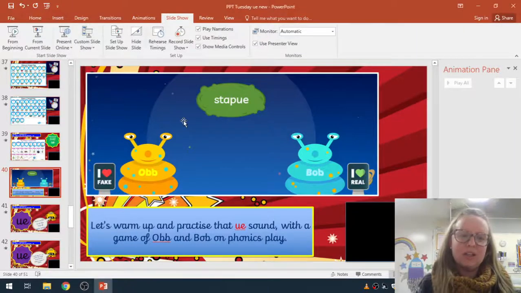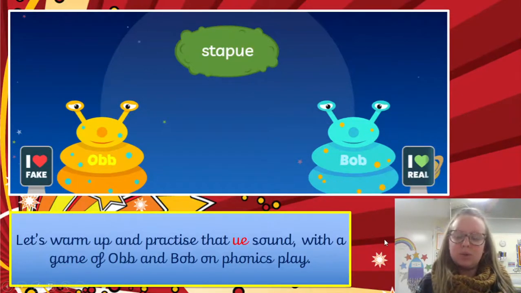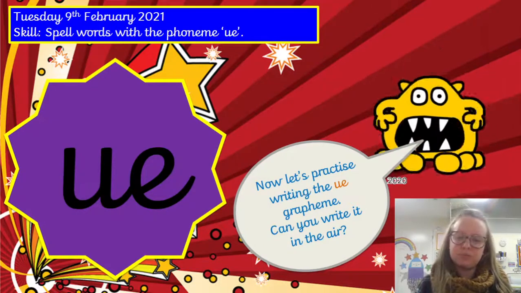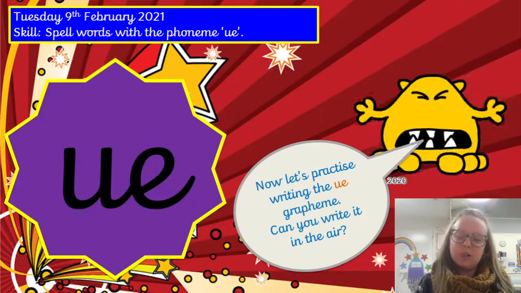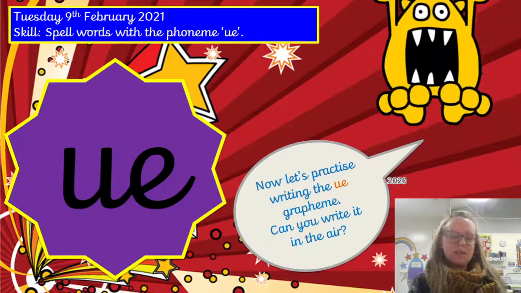Okay. So we're going to practice writing some oo and you words now. So if you haven't got your homeschool book, your orange one, can you go and grab that now for me and pause the video? Okay, so now let's practice writing the oo grapheme. Can you write it in the air? So we need the letter U and the letter E, okay?